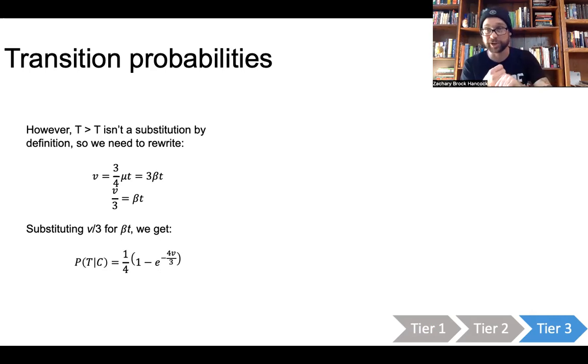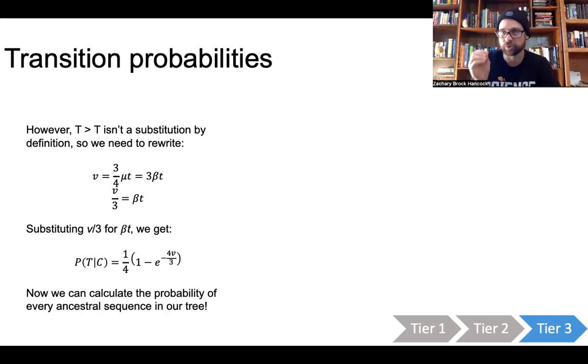If we think that the ancestral sequence is a T, what's the probability that it turned to a C? It's 1 over 4, times 1 minus e raised to the negative 4V over 3. That is the actual way in which we would calculate this, given that the Jukes-Cantor model is the model we're going to assume for substitution.